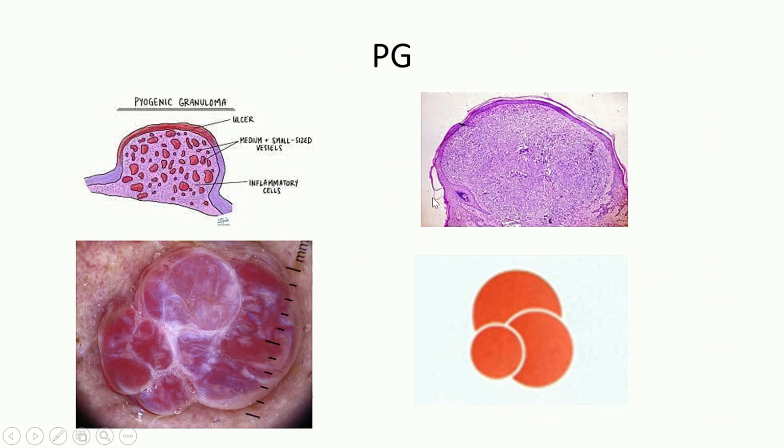You see here an overview of pyogenic granuloma, the histopathology as the presence of vascular homogeneous proliferation in the dermis, and here the red homogeneous area intersected by whitish lines as you see here in these figures.